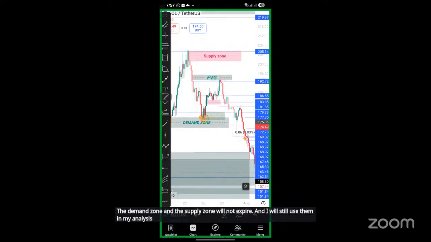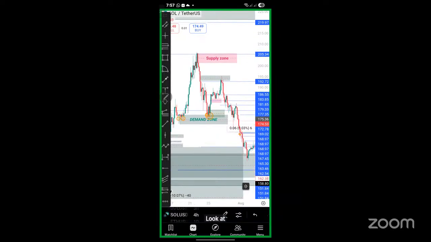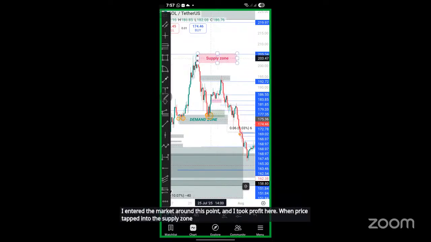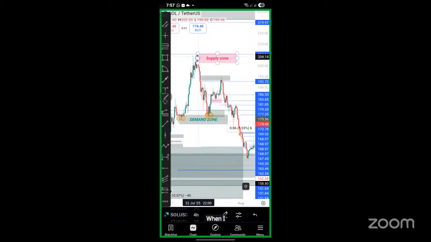For example, look at this chart. I traded Solana from here. I entered the market around this point, and I took profit here. When price tapped into the supply zone, it began selling. I had to sell up to the demand zone. When I'm in the selling position on Solana and Solana reaches the demand zone, I will just close my position, because in my mind, I know that when price reaches the demand zone, it will bounce back.